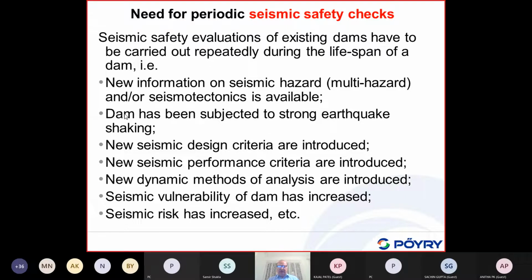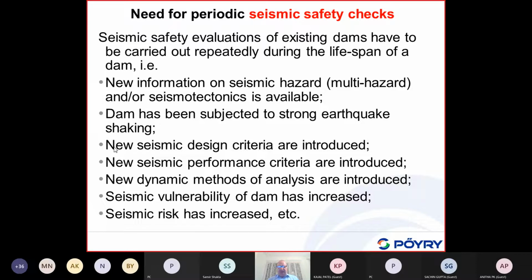Number two, if the dam has been subjected to a strong earthquake, of course. For example, after the big earthquake in China in 2008, I would say that in China people have used quite small peak ground acceleration, if I may call it that, compared to other parts of the world, and based on this event they made a reassessment of the seismic hazard in that region or even in the whole of China.